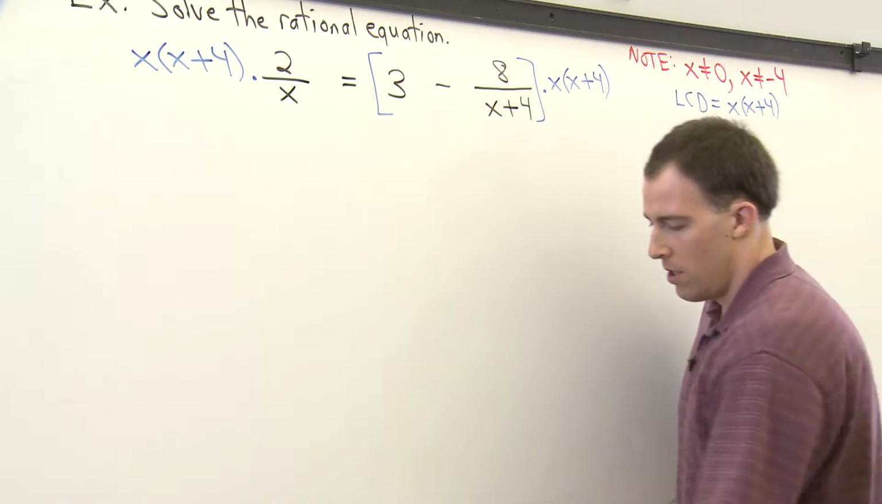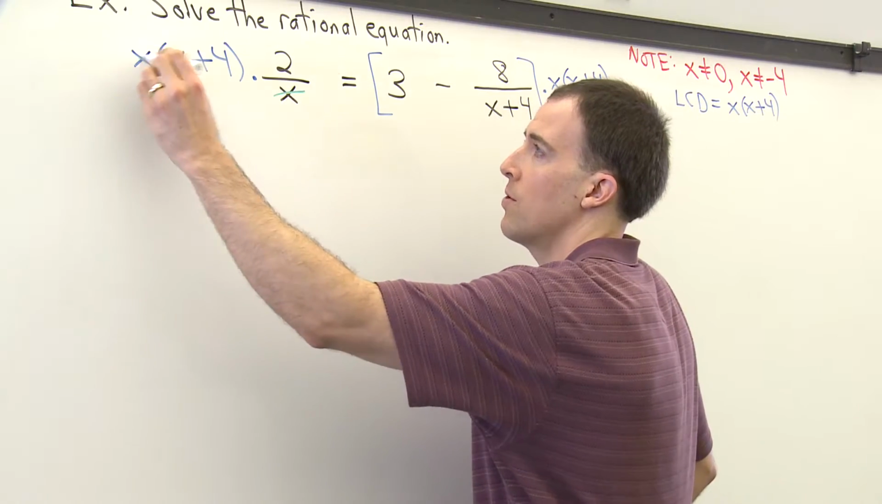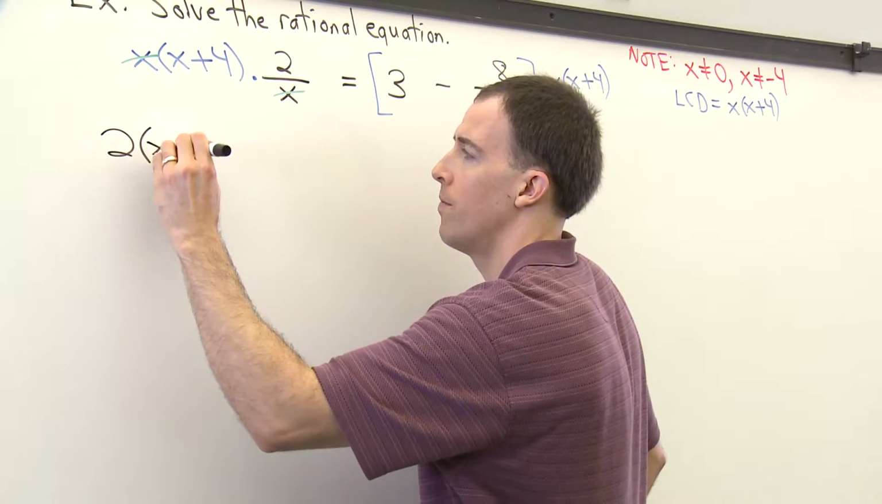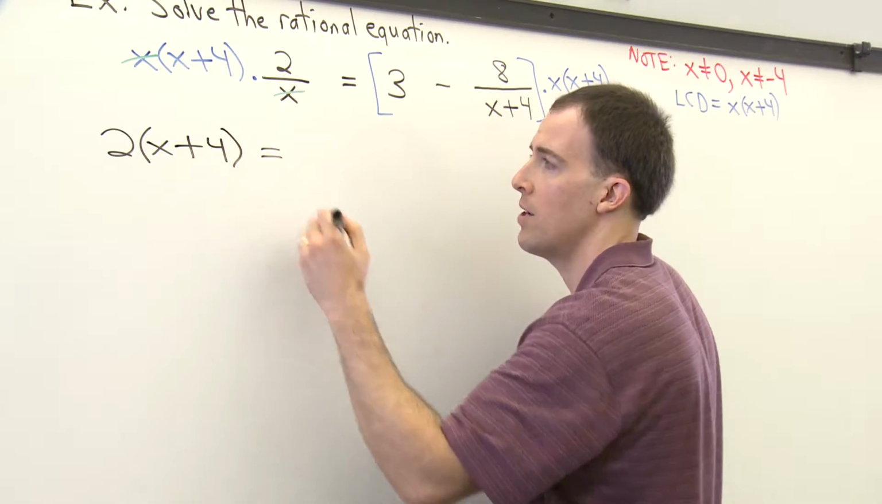So on the left side, there's no distributing that needs to take place. We can just start simplifying. So the x's can be canceled. And we end up with just 2 times x plus 4, which is the same thing as 2x plus 8, if you prefer to write that at this stage.